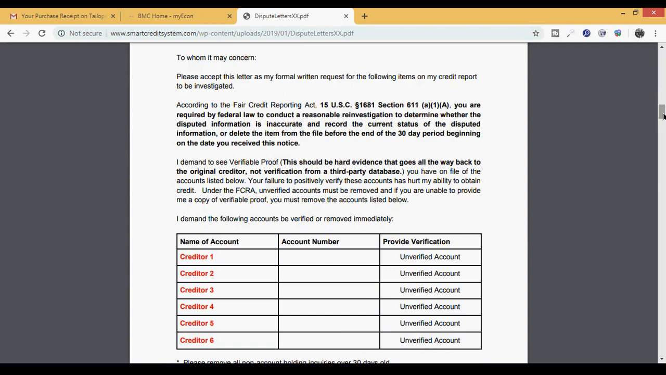So I know that it sounds like we're really talking kind of elementary to you guys, but we just want to make sure that we break this down in a way that anybody can understand.